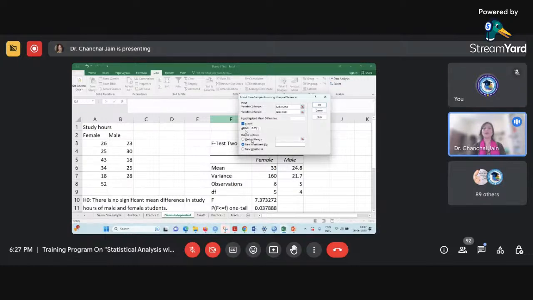Coming to the output generation section, here I am generating my output on the same worksheet and giving the blank cell where I can generate my output. So giving that and pressing OK. I think the process is the same as what we have done for the F test.